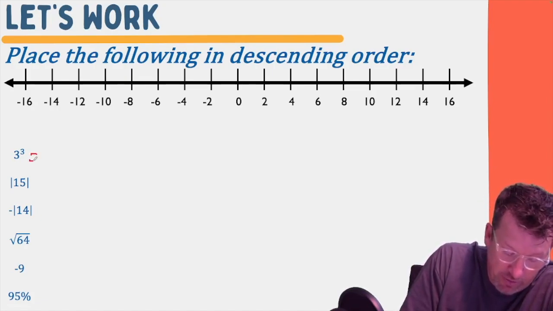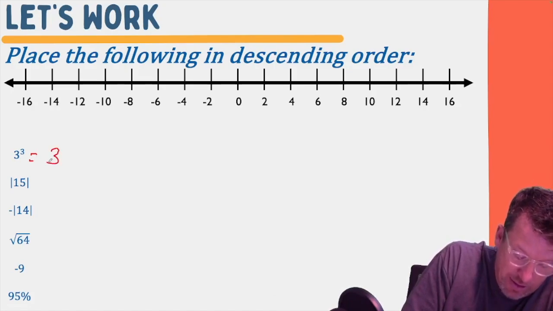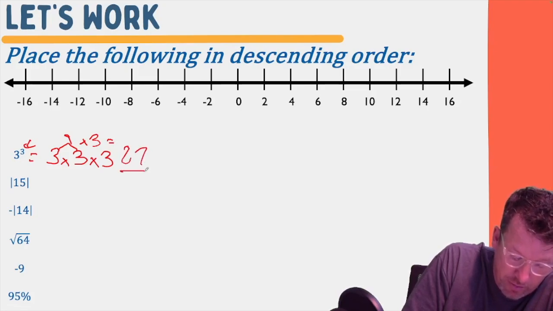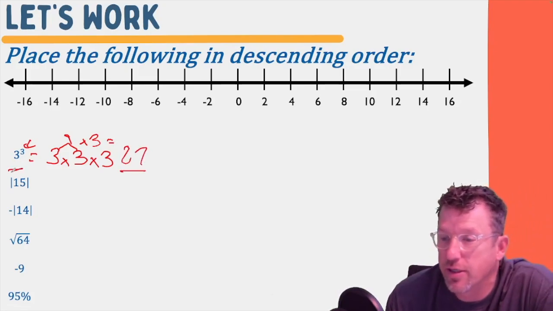All right, so first thing, 3 to the third. That represents the base is 3, and the exponent's telling us we need 3 of them. And 3 times 3 is 9, and 9 times 3 equals 27. So this number, 3 to the third, equals 27.